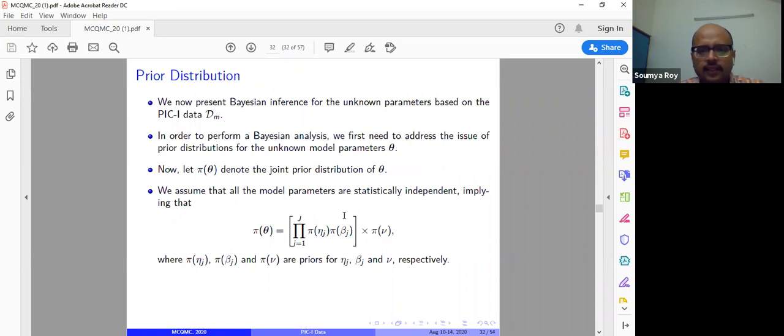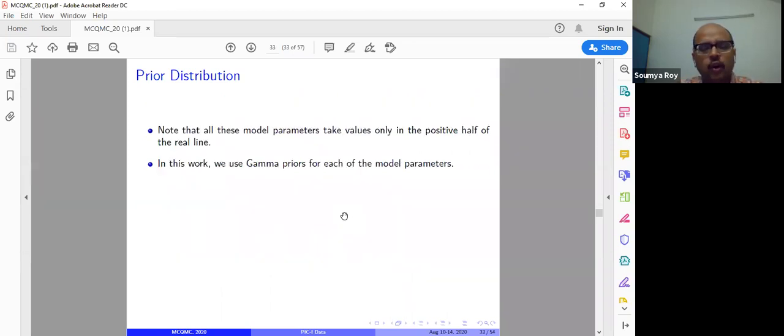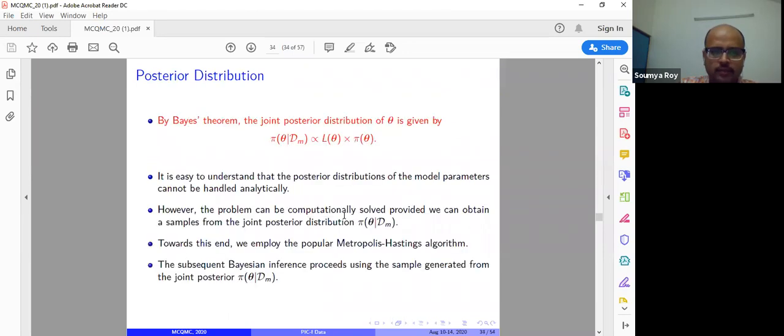Now, coming to the Bayesian analysis, for Bayesian inference, of course, we have to set priors for the unknown model parameters theta. Let's assume that pi(theta) denotes the joint prior distribution of theta. Here we have assumed that all these model parameters are statistically independent, implying that the joint prior is the product of the marginal priors. Furthermore, each of these model parameters takes only positive values, so we have worked with gamma priors for the subsequent computation.